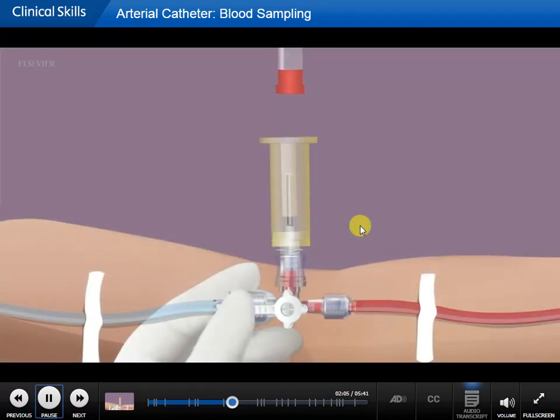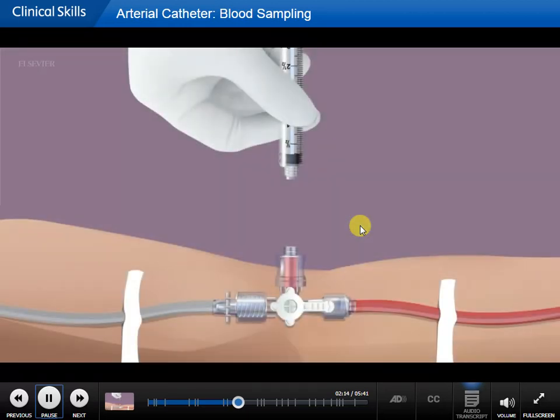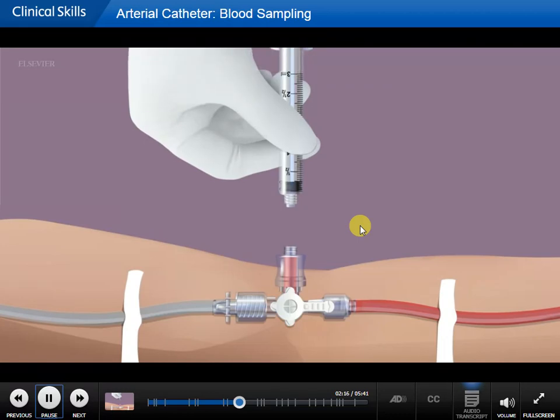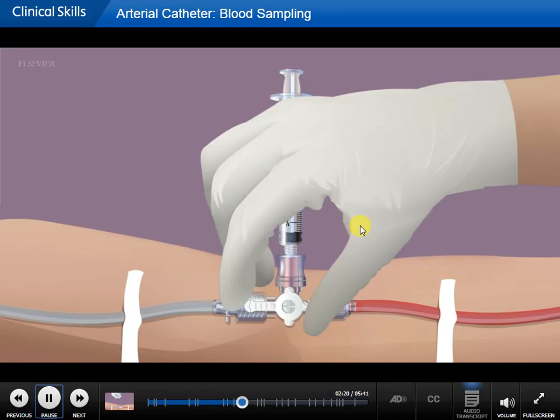Obtain the blood specimens. If using a sampling device, insert and remove the required specimen vacuum tubes in the laboratory's recommended order. If using a sterile syringe, attach the first syringe to the needleless connector. Gently aspirate to obtain the required blood volume for the test.